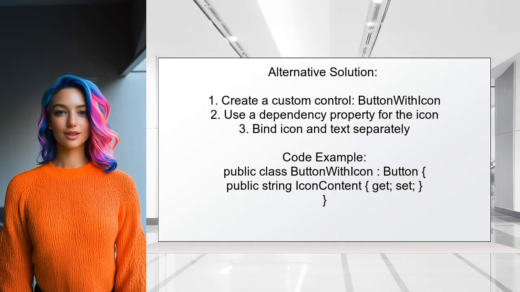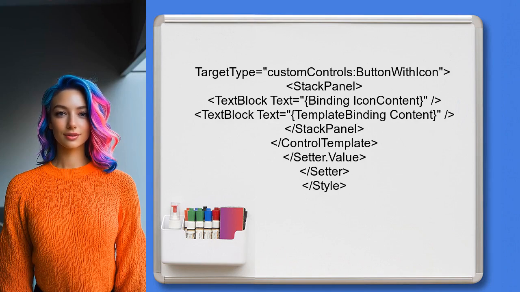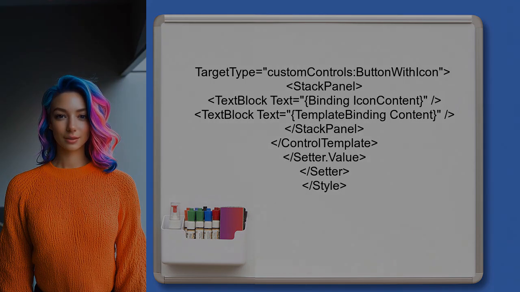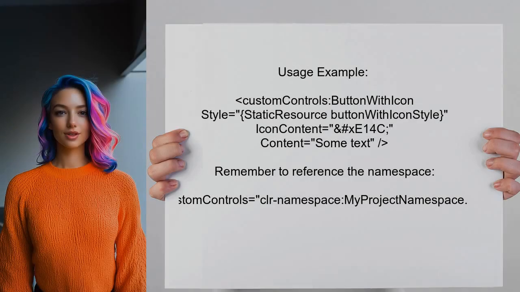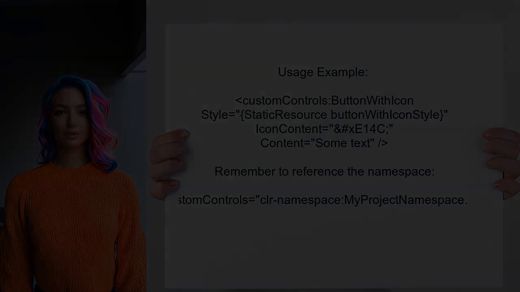An alternative approach involves creating a custom control called Button with Icon. This control uses a dependency property for the icon content, allowing you to bind the icon codes separately from the button text. Next, define the style for this control in app.xaml. The style includes a stack panel to hold both the icon and the text, ensuring they are displayed together. Finally, use the custom control in your XAML by referencing the style and setting the icon and text properties. Don't forget to include the namespace for your custom controls.